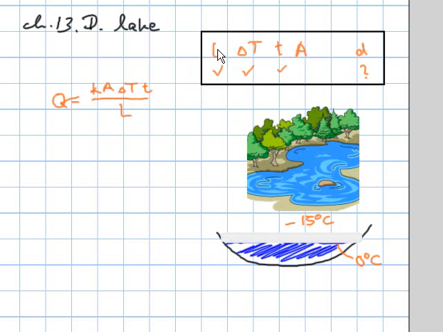So what I wrote here is that the L is given in the problem as 0.3 meters. The temperature difference from the top of the ice to the bottom of the ice is the 15 Celsius degrees. The time T is given as, let's see, 5 minutes, I believe it said. Yeah, 5 minutes, which will then be 300 seconds. And then we're supposed to figure out by how much the ice thickens.